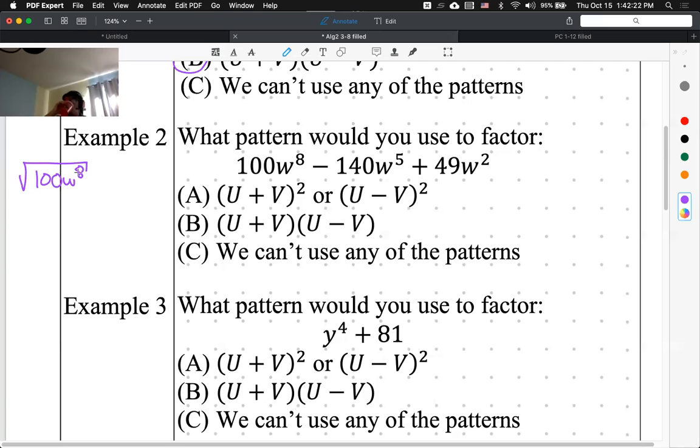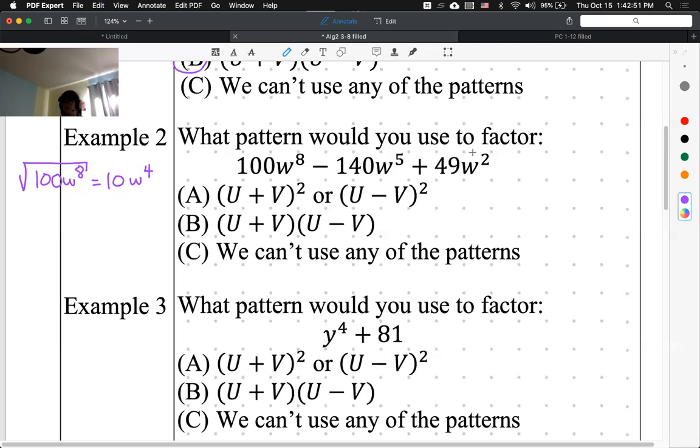All right. Cool. 100w to the power of 8. When I take the square root, I'm left with what? Andres. It is 10w to the 4. Perfect. Yeah, you take the square root of the 100, you get 10. Square root of the w to the power of 8, which is really saying w to the power of 8 to the 1/2 power. Half of 8 is 4. All right, so that's the square root of the first term.